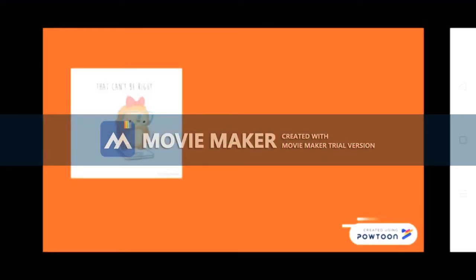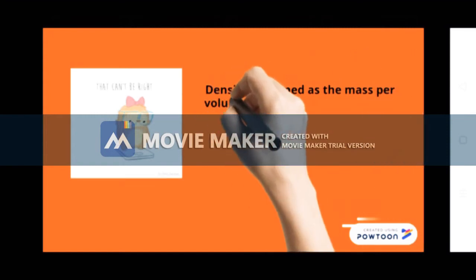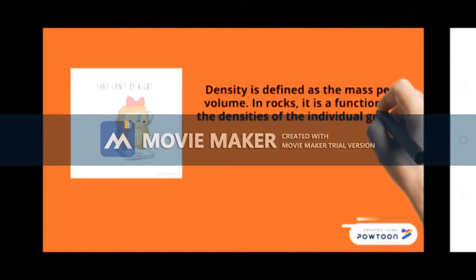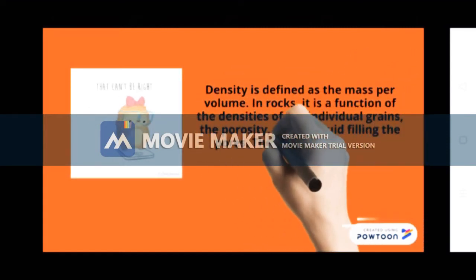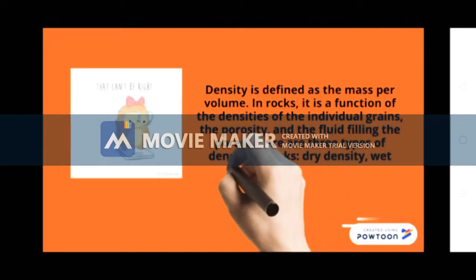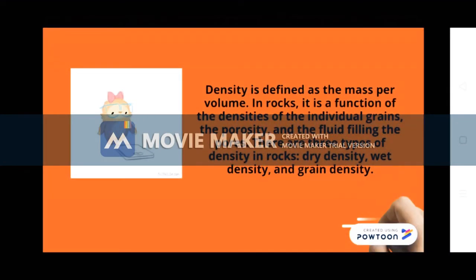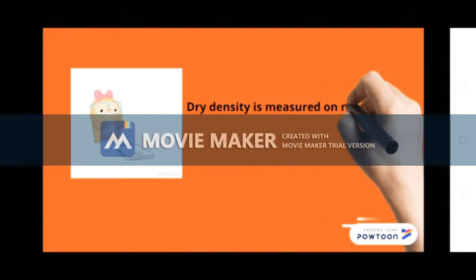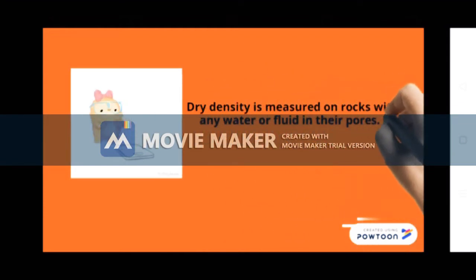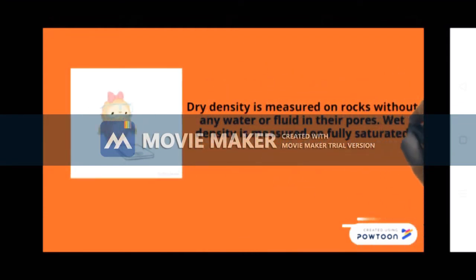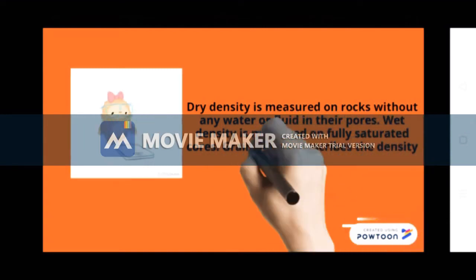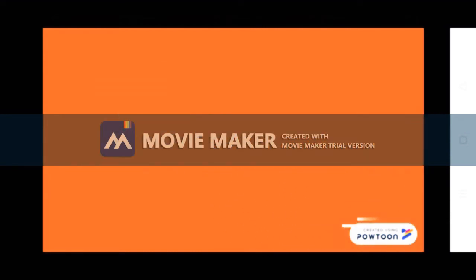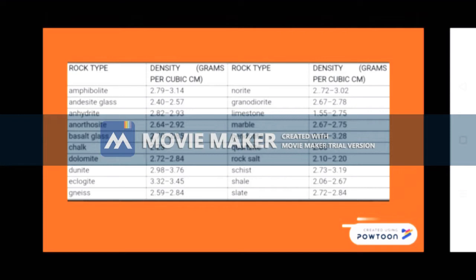Density is defined as the mass per volume. In rocks, it is a function of the densities of the individual grains, the porosity, and the fluid filling the pores. There are 3 types of density in rocks: dry density, wet density, and grain density. Dry density is measured on rocks without any water or fluid in their pores. Wet density is measured on fully saturated cores. Grain density describes the density of solid or mineral grains of the rock.